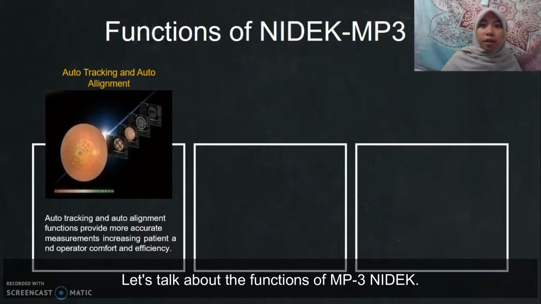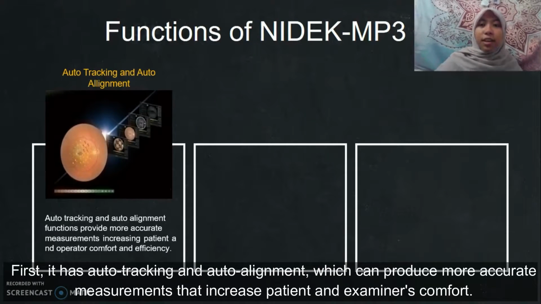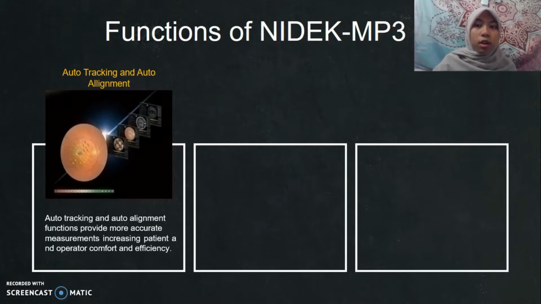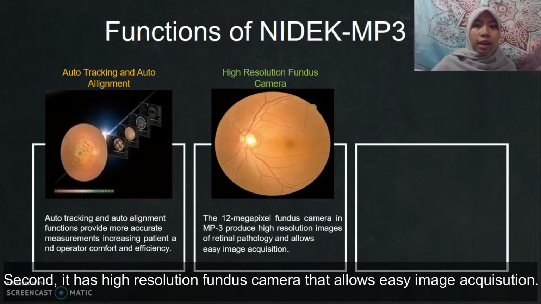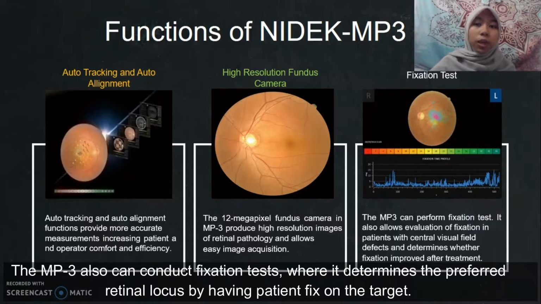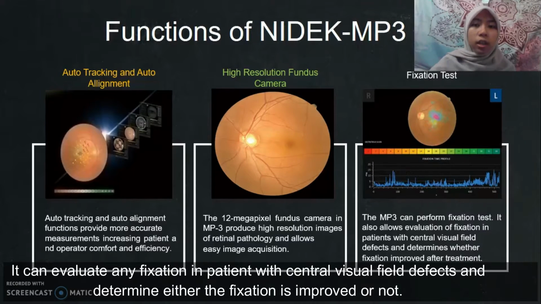Let's talk about the functions of the MP-3 NIDEK. First, it has auto-tracking and auto-alignment. This can produce more accurate measurements and increase patient and examiner comfort. Second, it has a high-resolution fundus camera that allows easy image acquisition. The MP-3 can also conduct fixation tests, where it determines the preferred retinal locus by having the patient fixate on the target. It can evaluate fixation in patients with central visual field defects and determine whether the fixation has improved or not.